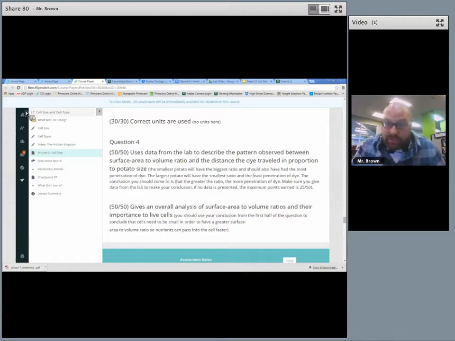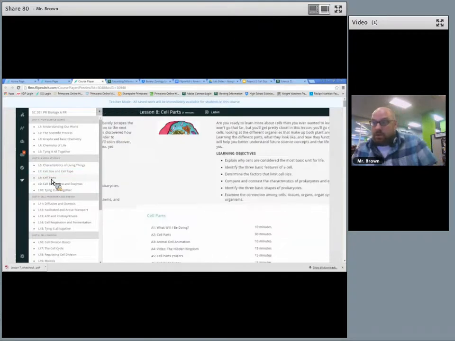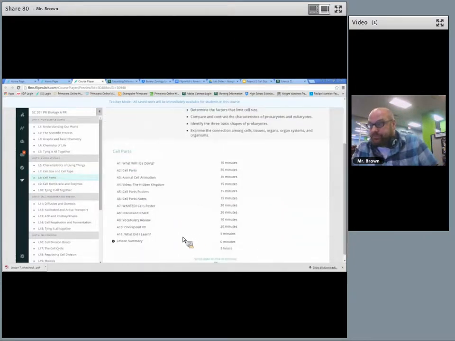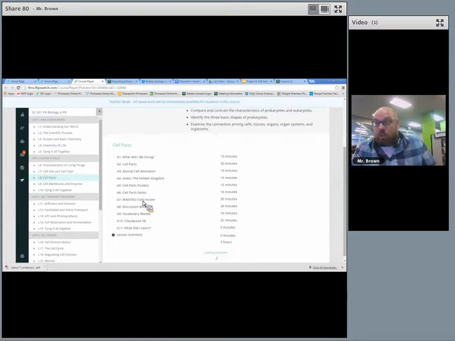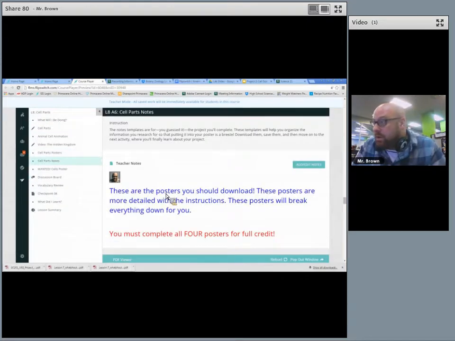There are actually 2 projects in unit 2. The next project is cell wanted posters. Make sure if you go down here, you'll see 2 different types of posters. One, activity 5, says cell parts posters. Those are just blank. Cell parts notes is where you want to go.